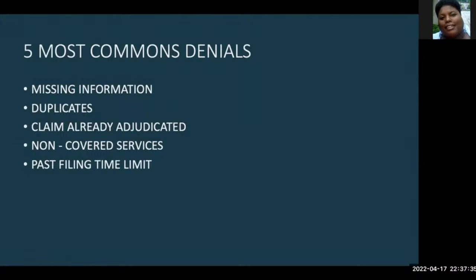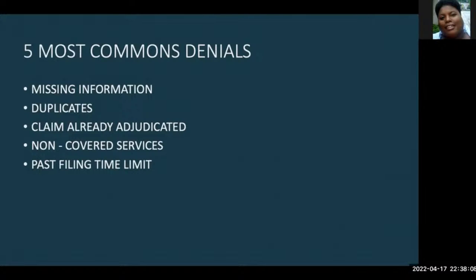The next denial reason is past filing time limit. So past filing time limit means that the insurance requested that you submit your claims to them within a certain amount of time. And it depends on the type of plan it is. Some insurances, you have 3 months to follow up. Some you have 6 months to follow up. Some you have upwards of a year to follow up.